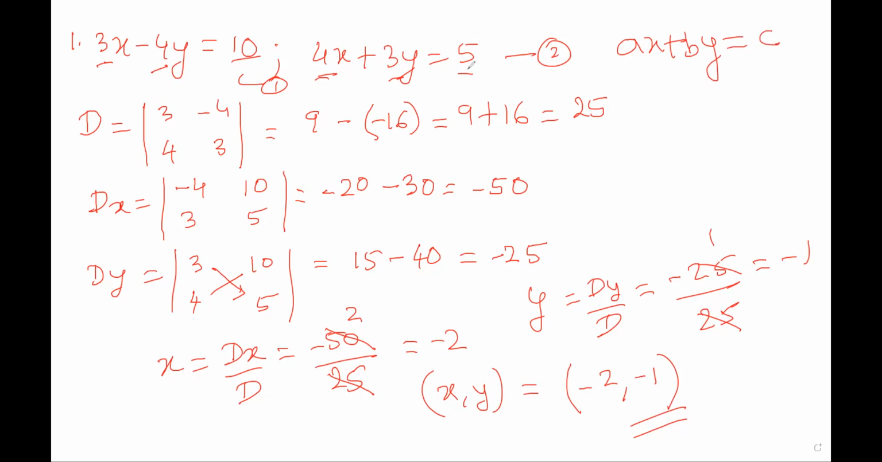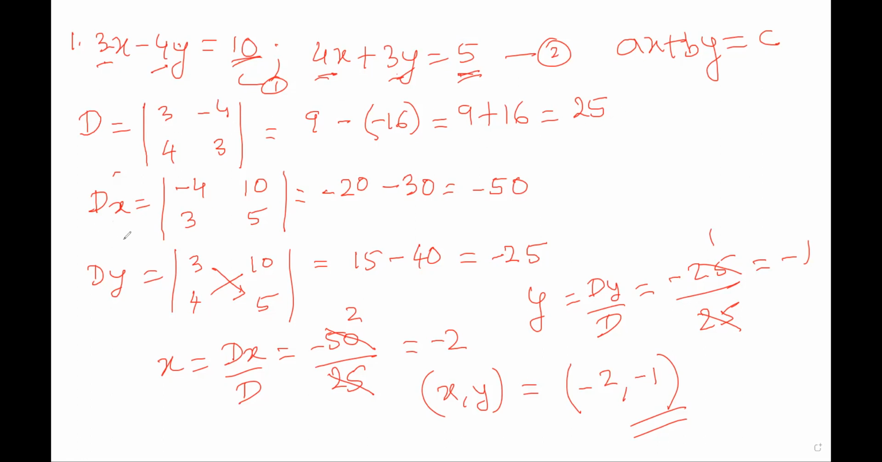So that c must be on the right hand side. The 5 is a c, 10 is a c. And after that, once you could transfer that, then find out D. D is actually the coefficient of x and y: 3, minus 4 and 4, 3. And then you multiply. This is 9 minus minus 16, 9 plus 16 is 25.